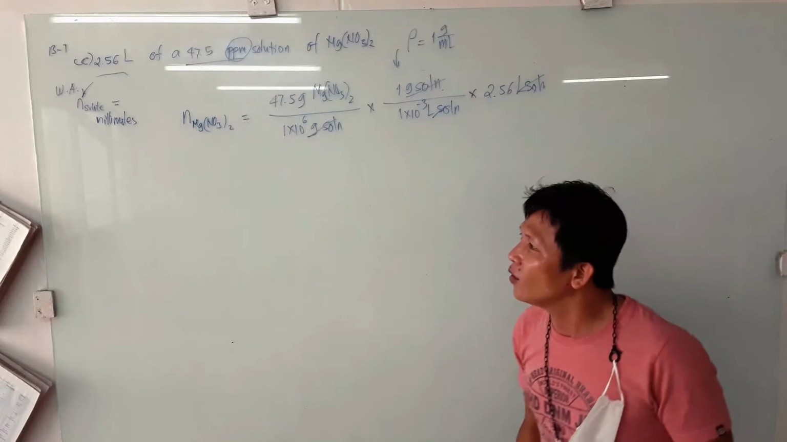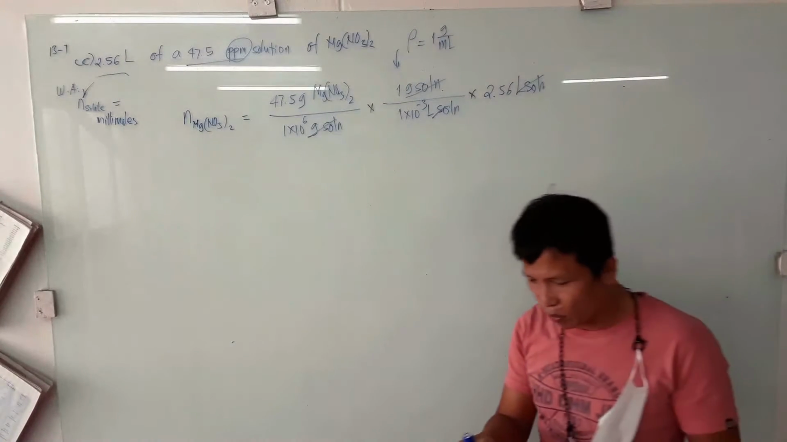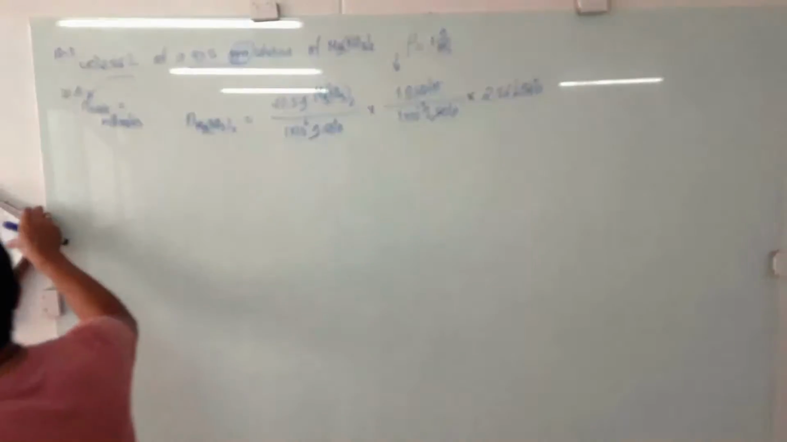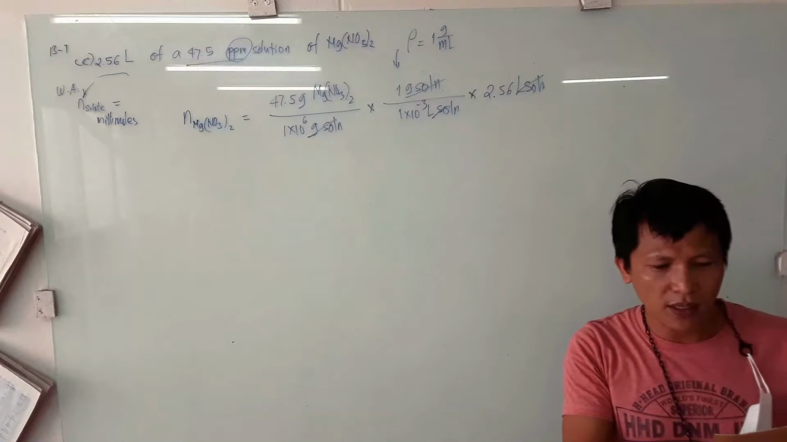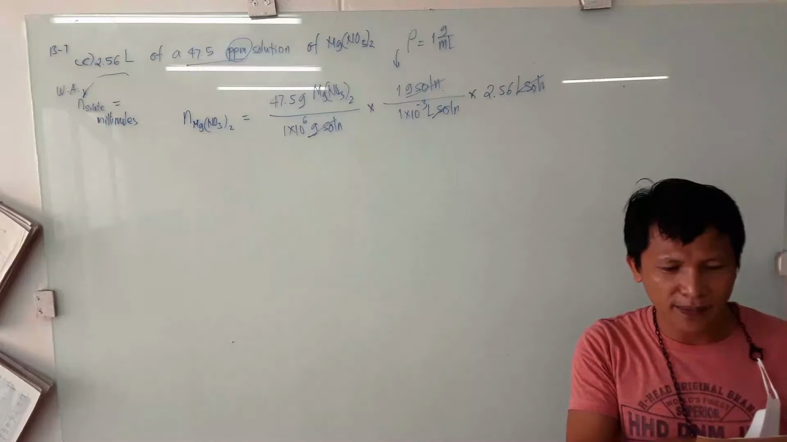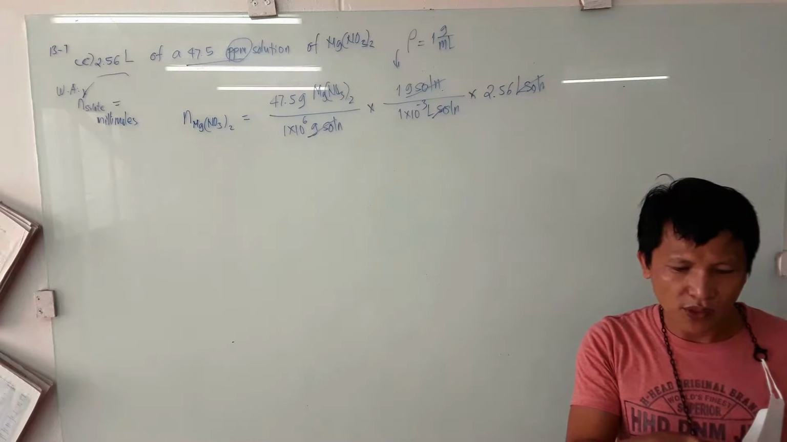So you can look at your periodic table. Of course, we can always compute. I have here the formula weights. Magnesium nitrate is Mg.